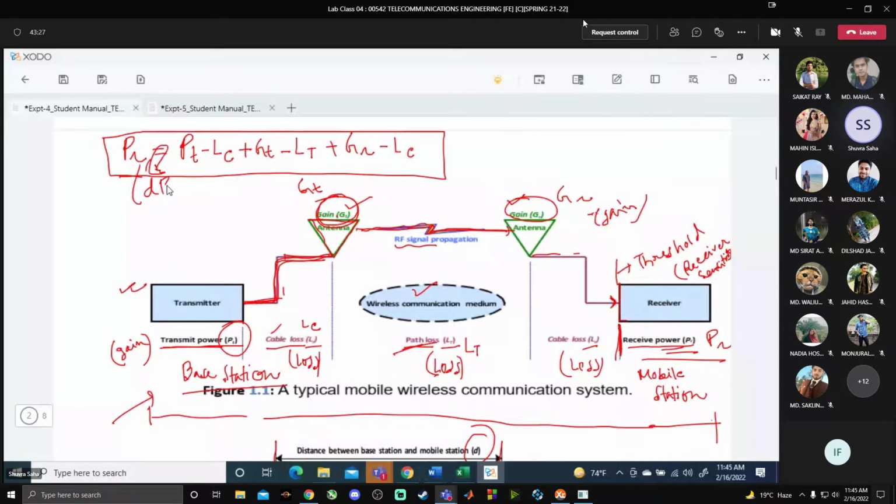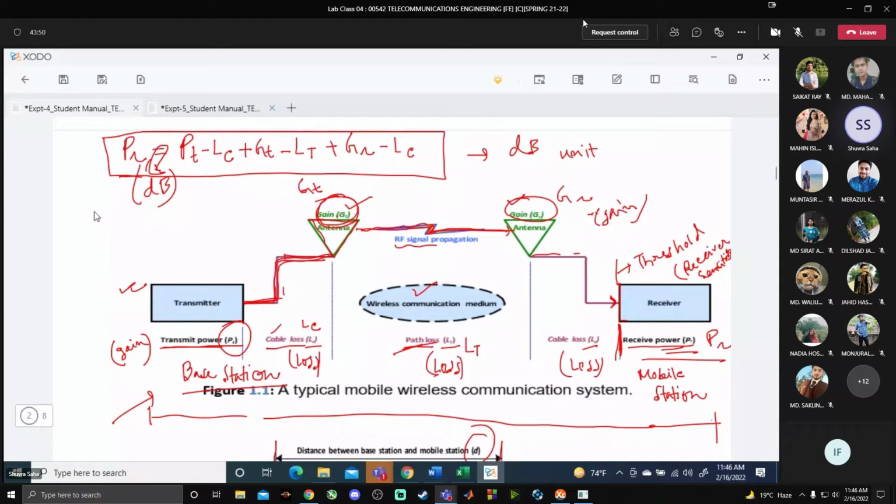Decibel unit. Isn't it? Yes, sir. Right. So this equation is in dB unit. Remember, all the terms are represented in dB. So for dB only, we can use plus for gain and minus for loss. Okay, and vice versa.